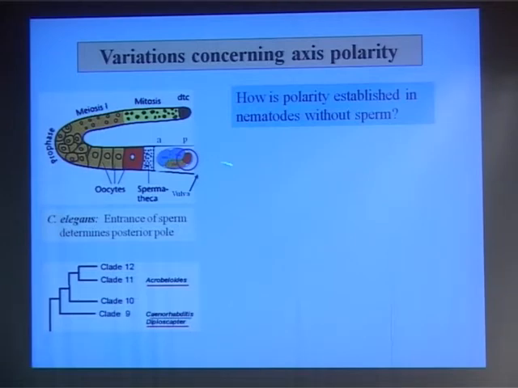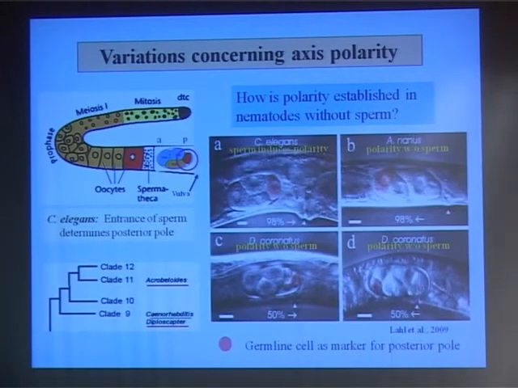And we can actually ask the question, how do they establish polarity? Although no sperm is there. In C. elegans, if you don't have sperm, no development starts, no polarity is established. So here is the case of C. elegans, again as our standard. Here this is the vulva, and we find that in 98% of all cases, the posterior pole points towards the vulva, and in the other 2%, the sperm comes from the other end, and therefore polarity is inverted. In any case, development is normal, wherever the sperm enters.